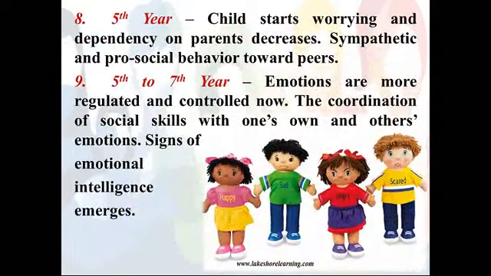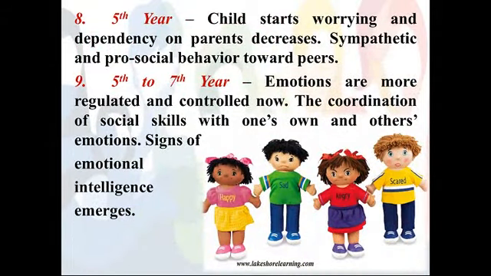Fifth year onwards, when the child is ready for school, or you can call it formal schooling, the child starts worrying and dependency on parents decreases. What decreases means they start dressing themselves, tying their shoelaces, taking food themselves, and everything like this.